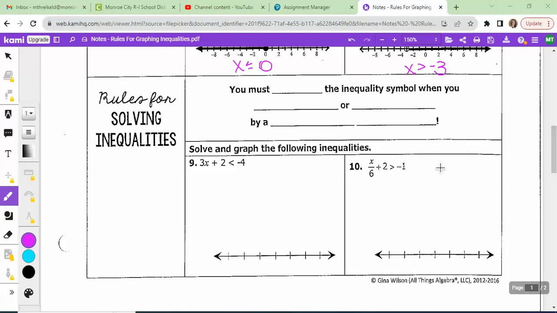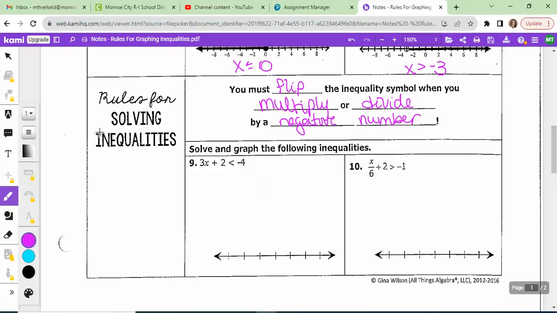When we go to solve these, it's kind of like solving an equation, but you have to flip the inequality when you multiply or divide by a negative number. So all the same rules for solving equations that we've been seeing. If you want to move something to the other side, adding or subtracting, all of that's the same. But if you multiply or divide by a negative, that flips our inequality. So now we're going to solve some inequalities.